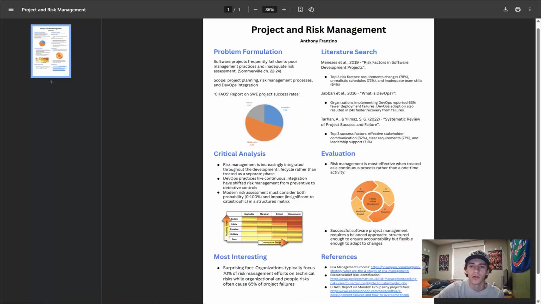This one concluded that the top three success factors were effective stakeholder communication, clear requirements, and leadership support, which once again isn't really technical for the majority. It's more about having clear requirements, planning, and leadership.